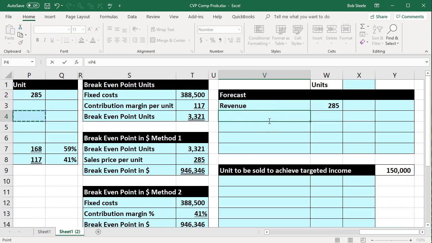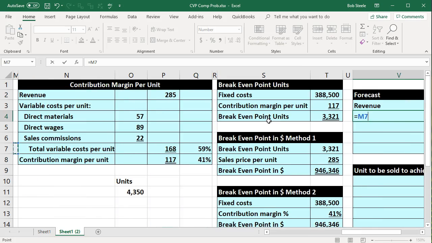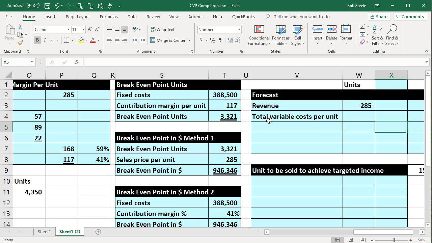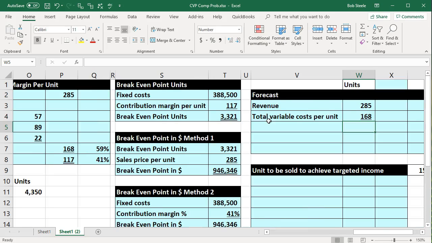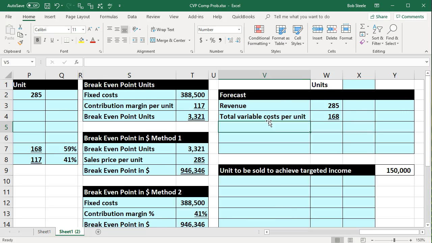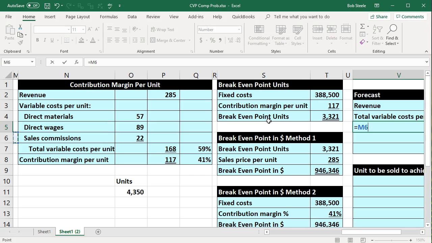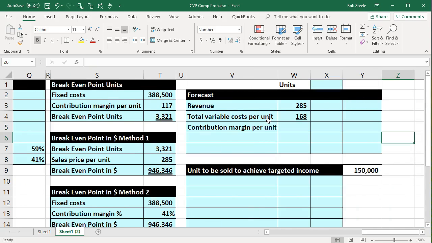Then we'll have variable costs per unit. So I'm going to say that this equals, and I'm going to go over to the variable costs. So we got total variable costs per unit. That's going to be our second item, and the number will be pulled over as well, this 168 variable cost per unit. And that's going to give us our contribution margin per unit. So the contribution margin per unit, which once again I'll pull over from here, is going to be the subtraction of those two: sales or revenue per unit less total variable cost per unit. That gives us our contribution margin on a unit by unit basis.